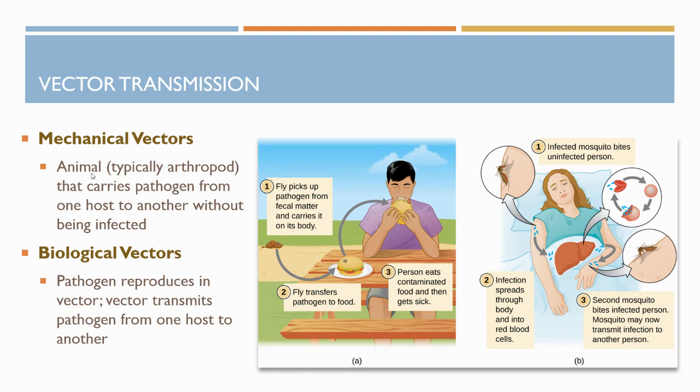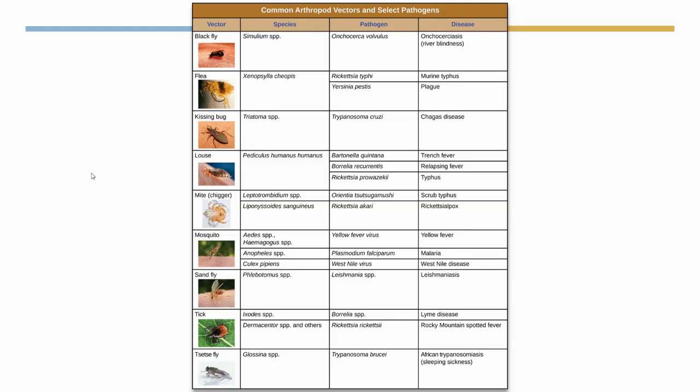So we can have biological vectors. Biological vectors are those arthropods or insects or organisms that the pathogen reproduces in. So it's internal, it is in the organism, and then the vector transmits the pathogen from one host to another. That would be like a mosquito harboring Plasmodium, causative agent of malaria. That Plasmodium reproduces and is carried in the mosquito, and through that bite is biologically put into the host. And if the mosquito bites someone who's infected, that's how it picks it up to begin with. And so we are going to transmit it that way.